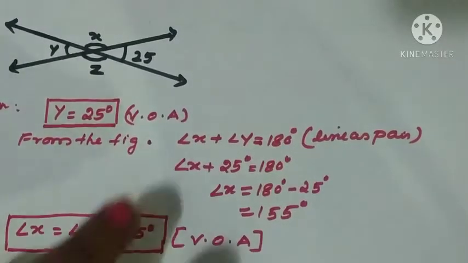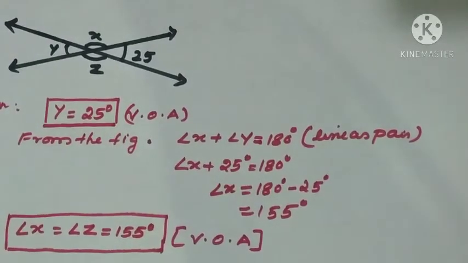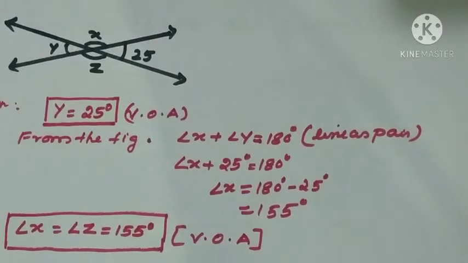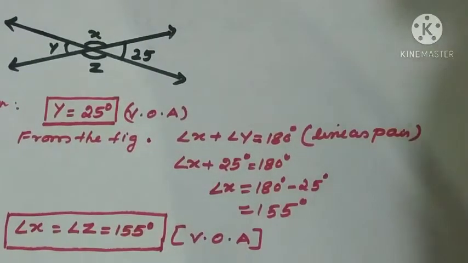So whatever reasons, for the first case we have used vertically opposite angles, next case we have used the linear pair, finally one more time we have used the reason vertically opposite angles. With this we got the values.